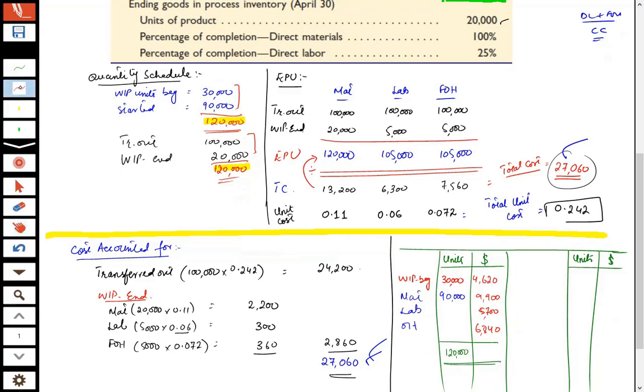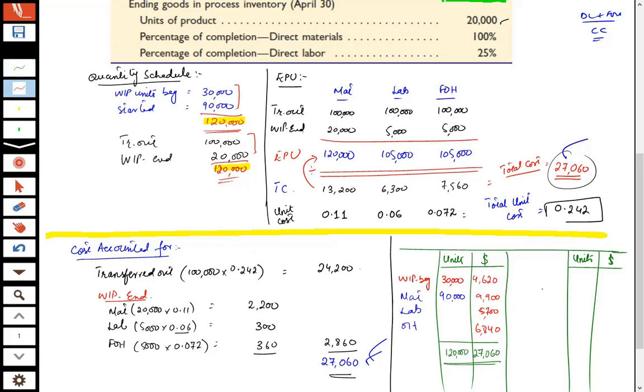Now, can you calculate the total cost? Is it going to be 27,060 or some other amount? No, it is 27,060. Have you calculated it? Yeah. Okay, then I am writing it, trusting you.